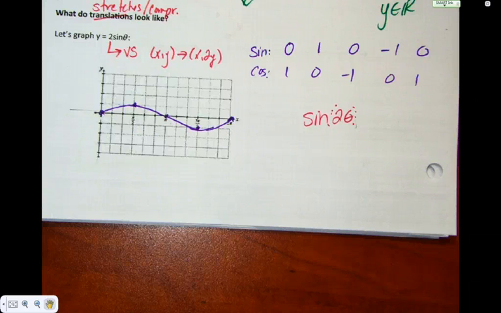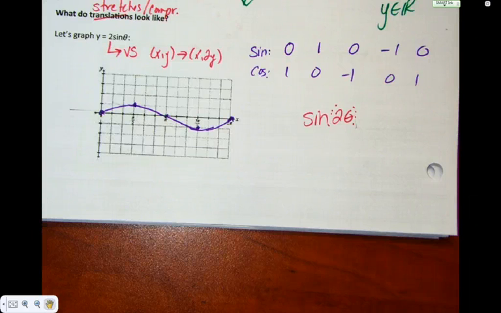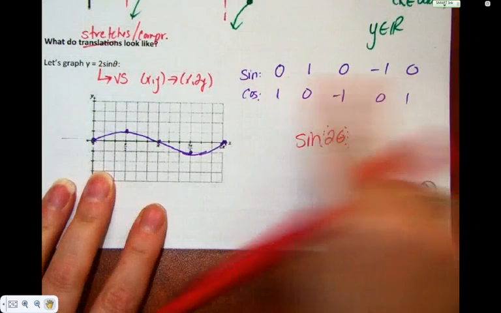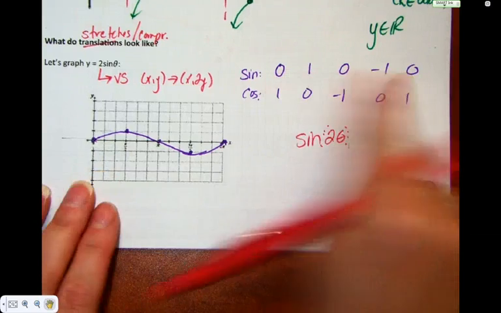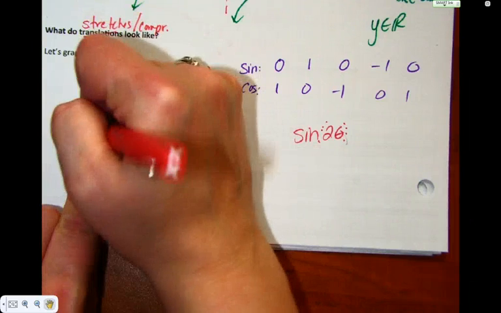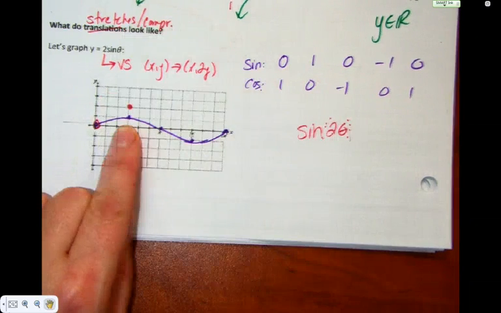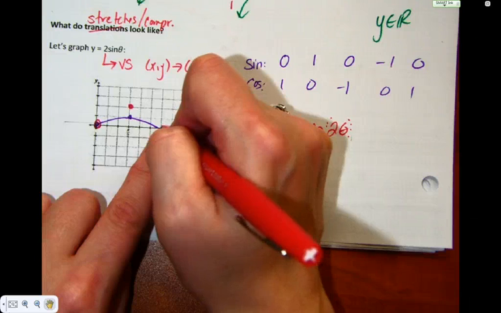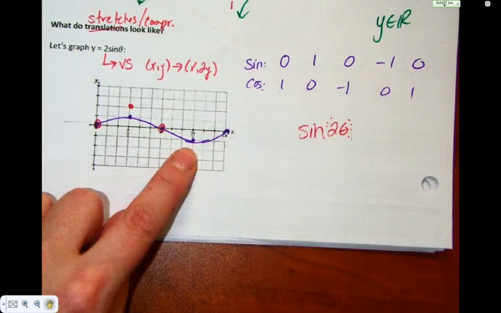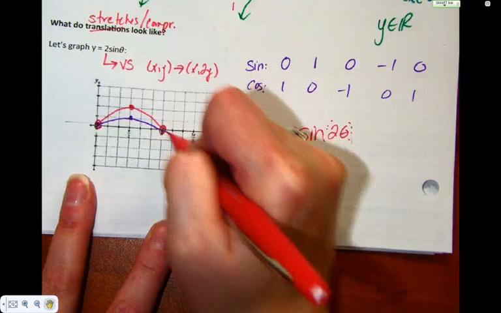So what do we do? Well, if you're a point person, you can write down the points. If you're not, we're just going to do it together. Red pen, because it's our last graph. All I'm going to do is take these values that we just plotted, and I'm going to times them by 2. So 0 times 2, 1 times 2, 0 times 2, minus 1 times 2, and 0 times 2. And here's our first vertical stretch.